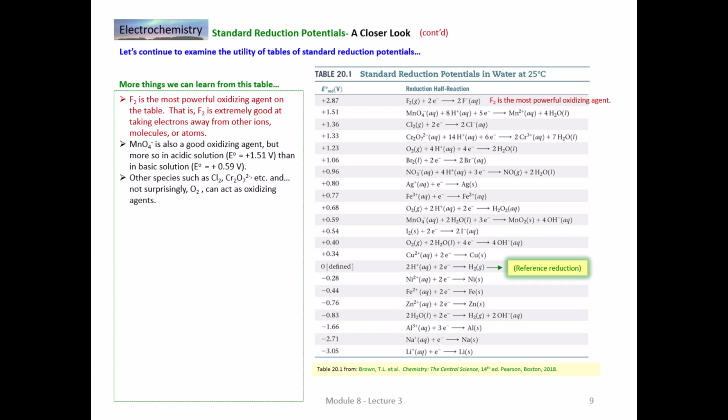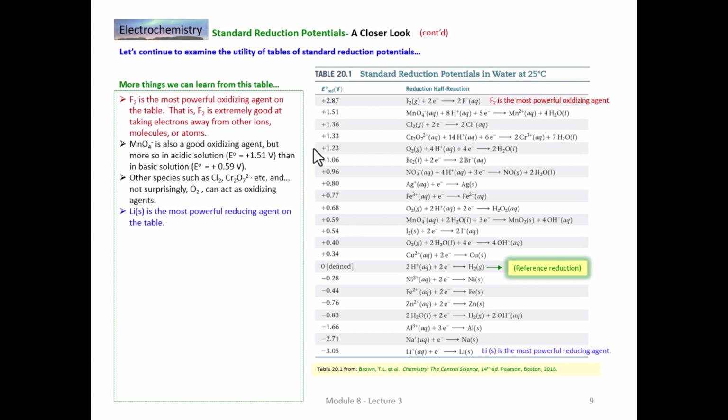Now other species such as chlorine, dichromate, and not surprisingly, oxygen are also good oxidizing agents. And of course, anything listed here with a positive reduction potential could act as an oxidizing agent. Again, sometimes this depends on the pH and other conditions. So for example, oxygen can act as an oxidizing agent when it reacts with 4 hydrogen ions and 4 electrons to form water. There's also an alternate pathway where it can react with 2 hydrogen ions and 2 electrons to form hydrogen peroxide. That pathway is not quite as favorable as the other.